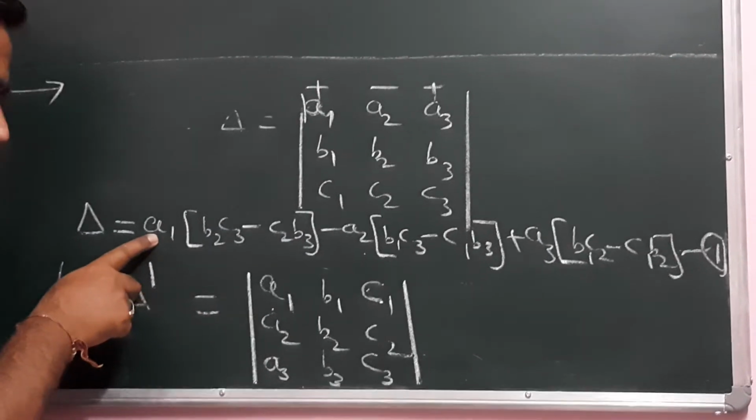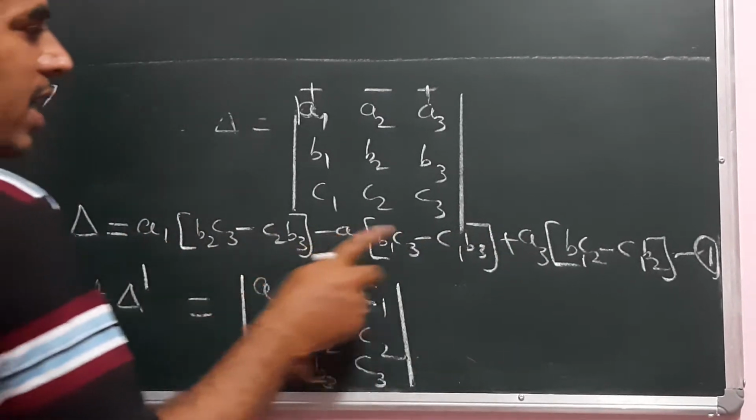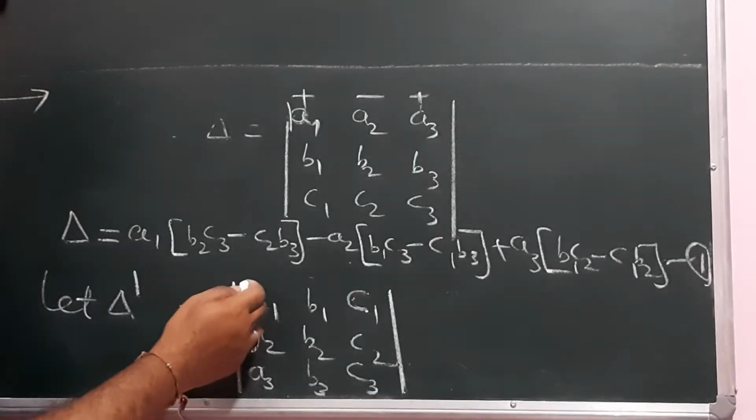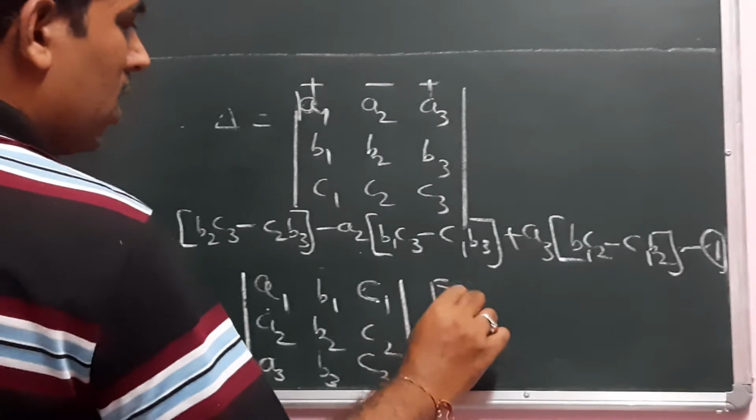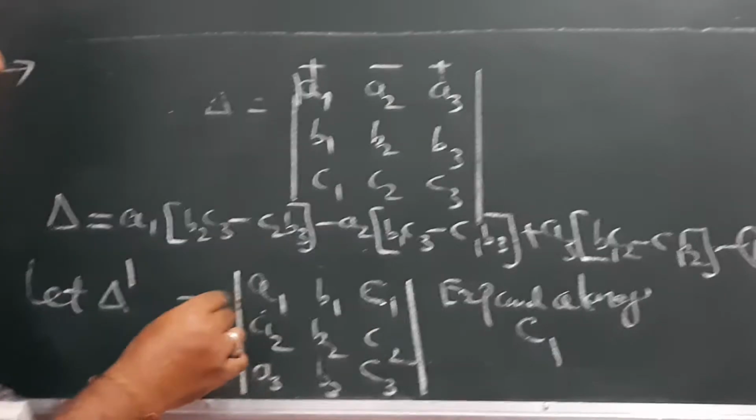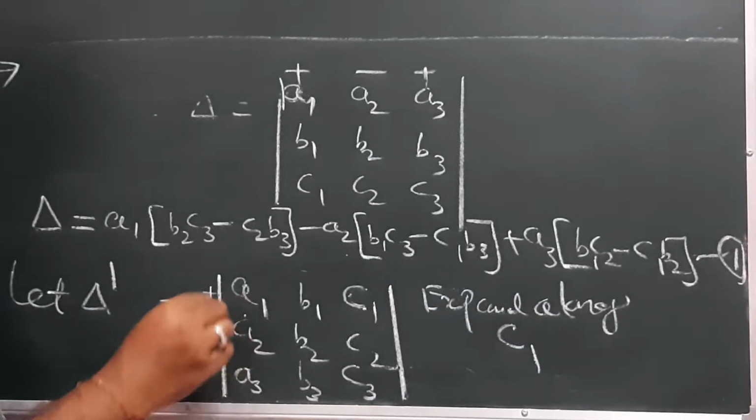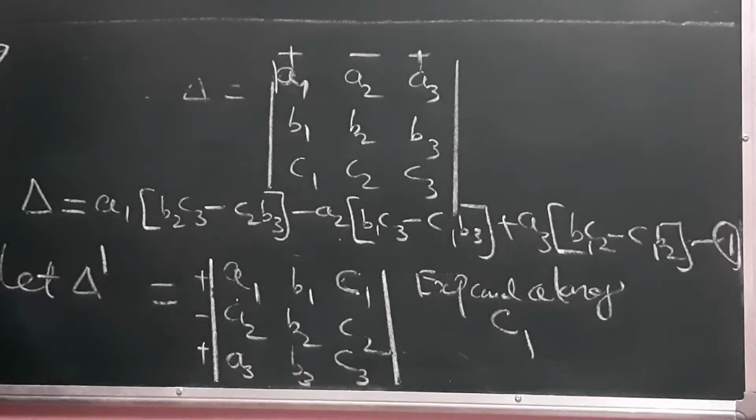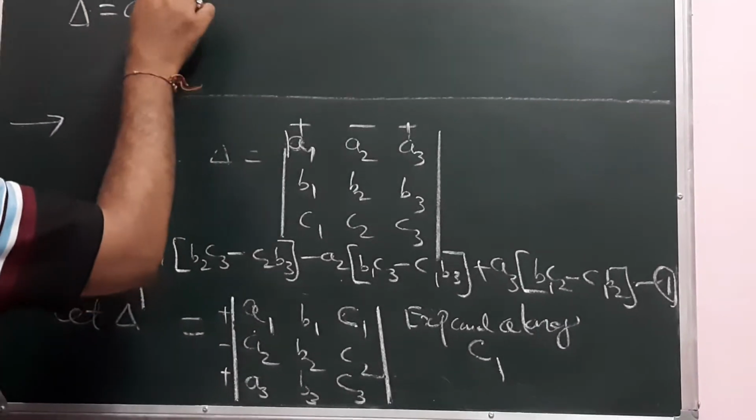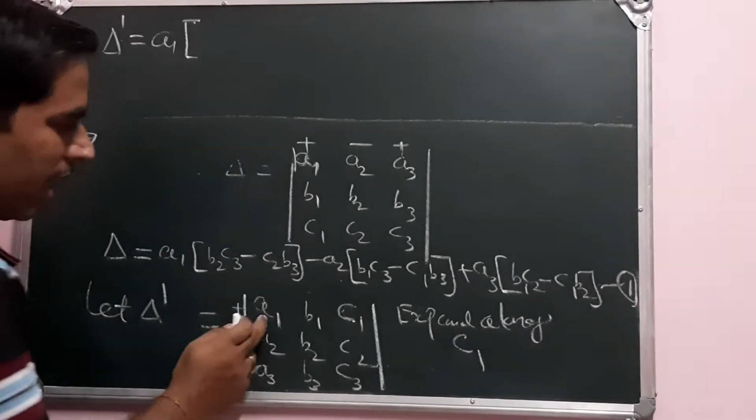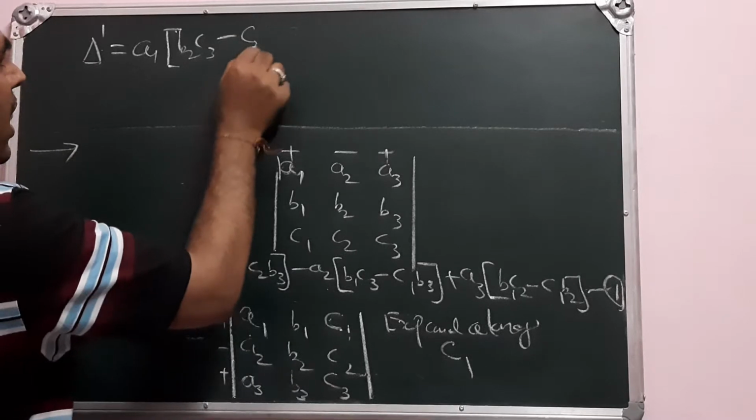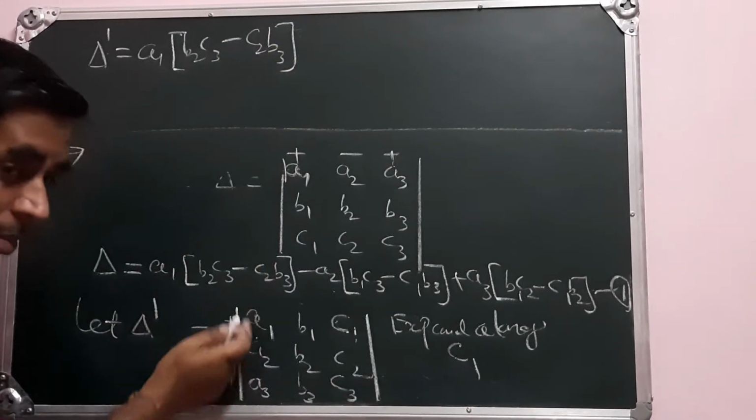Here we have A1, A2, A3, with signs plus minus plus. I will expand this determinant along the first column. I will take this column here. So delta dash is equal to A1, and you leave this column and this row. So you get B2 C3 minus C2 B3. I am expanding along the first column.